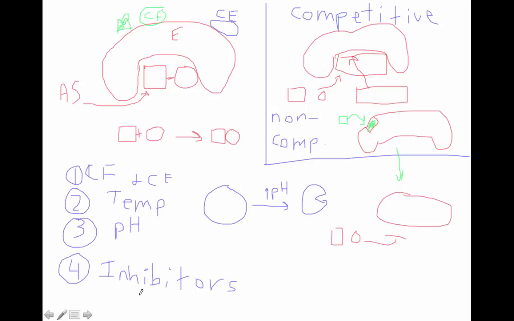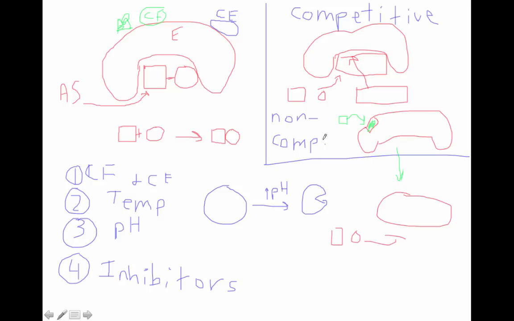The last thing are these inhibitors. And we talked about competitive inhibition and non-competitive inhibition. The big difference between these two is where the inhibitor binds. In competitive inhibition, it competes with the true substrates for the active site. So the competitive inhibitor, if it wins out, it will bind the active site, preventing the real substrates from binding.